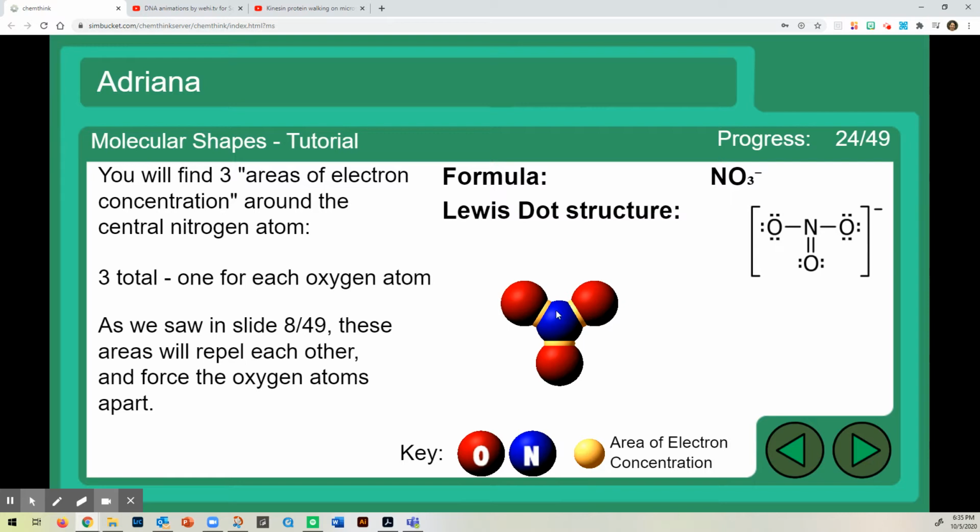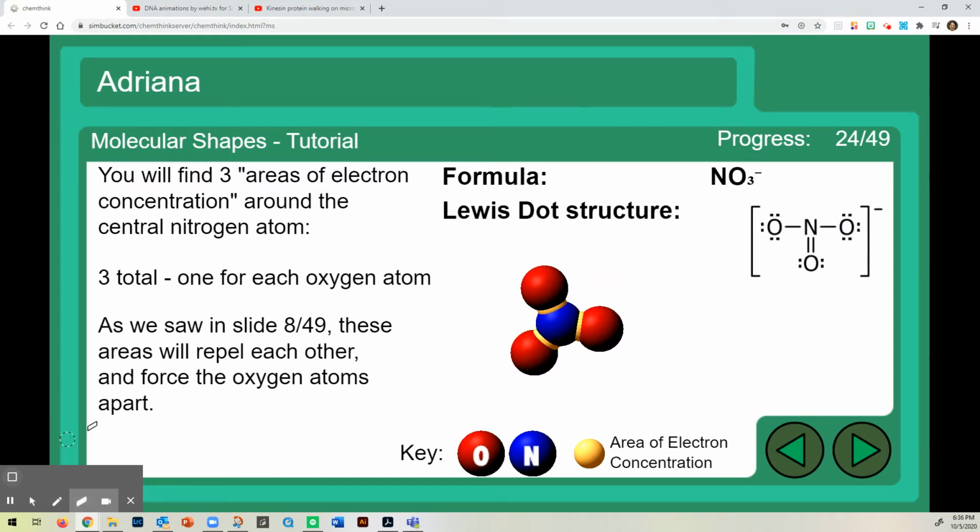So when we look around, we will find that there are 3 areas of electron concentration around the nitrogen atom. Now I want you to look at this Lewis structure as well and see that it's kind of easy to see that there's 1, 2, 3 areas of electron concentration. Now they're not all the same. One is a double bond and each of the others is single bonds. But for the purposes of what we're doing here, we just want to know that there are 3 areas of electron concentration. And so what we need to understand is that these areas are going to repel each other and force the oxygen atoms apart. That's why they made this shape.